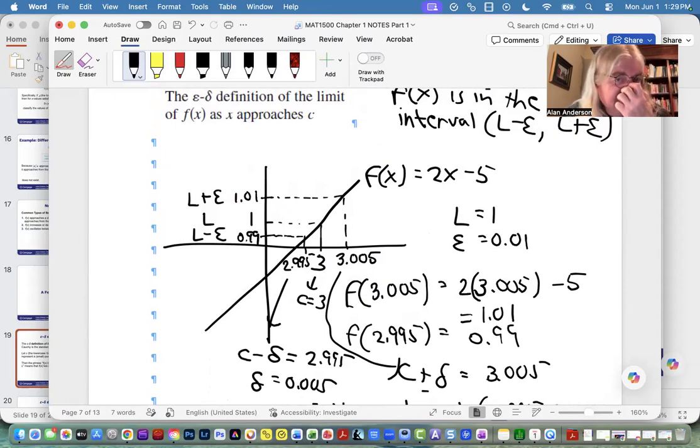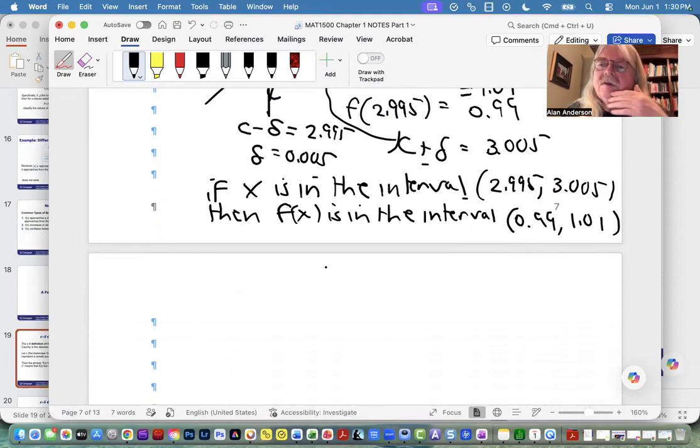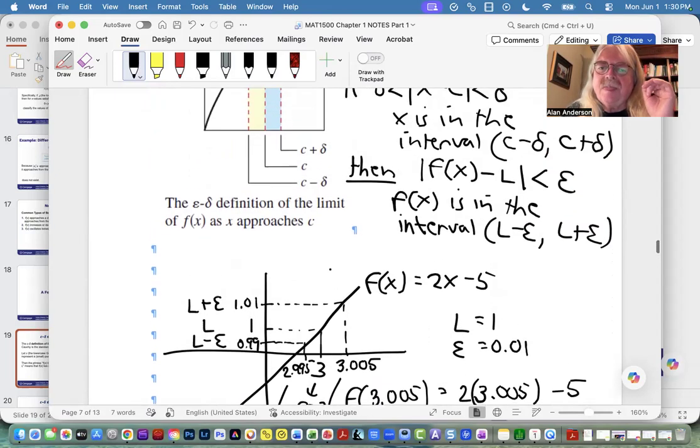Okay. So it's a very, very convoluted approach to demonstrating that as x gets close to 3, f of x gets close to 1.